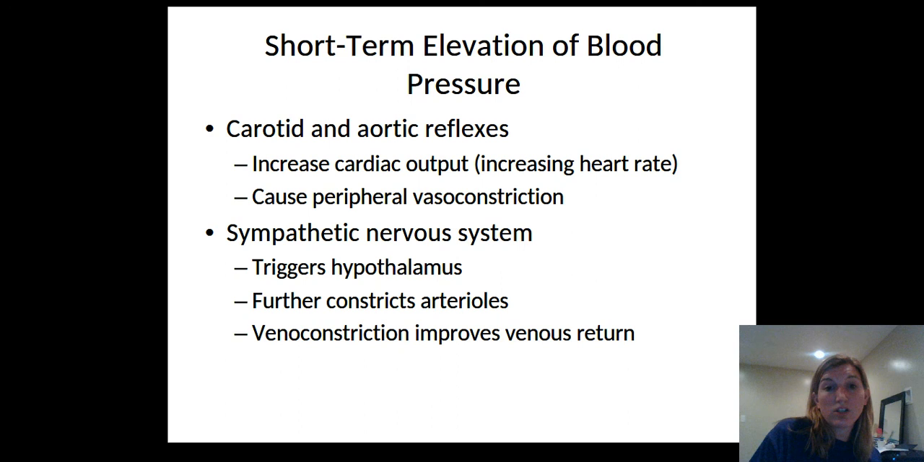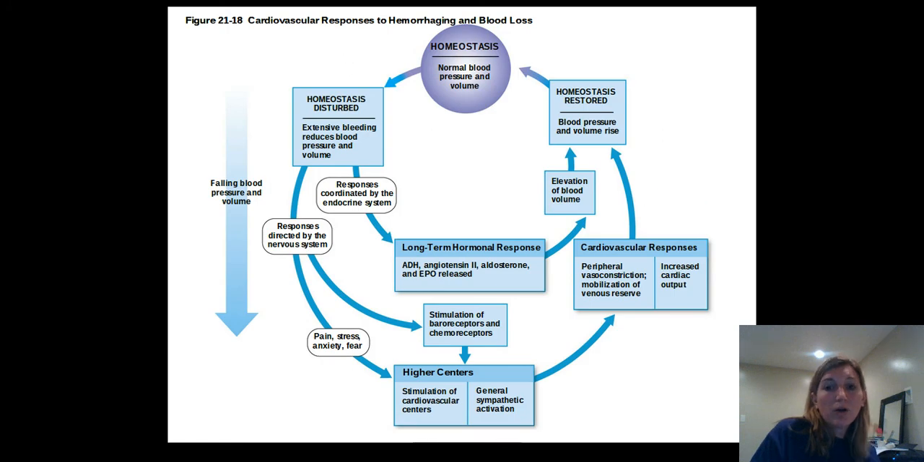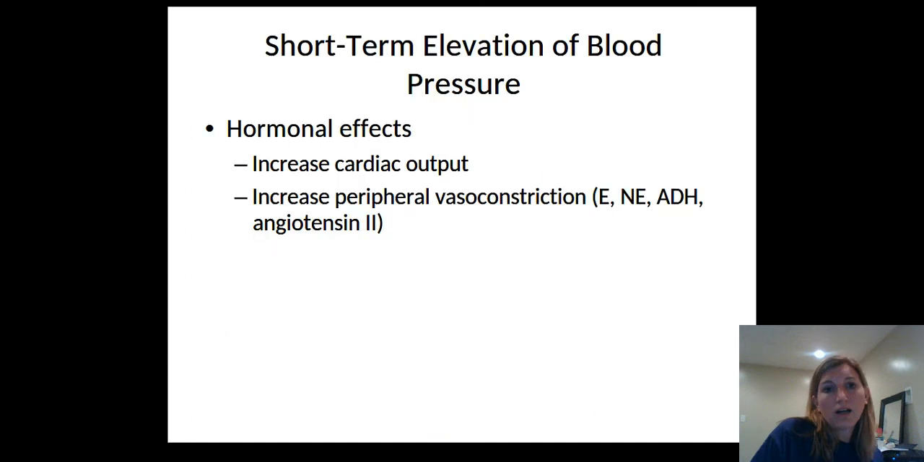We're almost done here. Oops, here's another. I skipped ahead too much. There we go. I would pause it here and check out this nice little flow chart on homeostasis. Finally, hormonal effects of long-term blood pressure, increasing the cardiac output and vasoconstriction. I think we'll stop here, and I think this is it for our video.